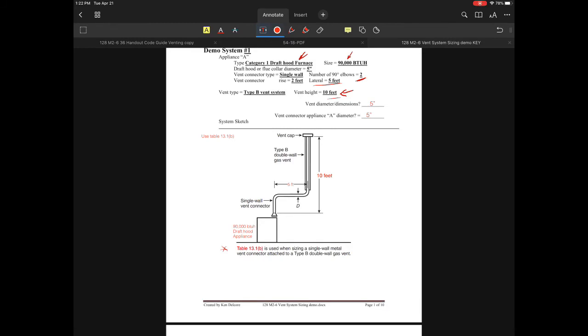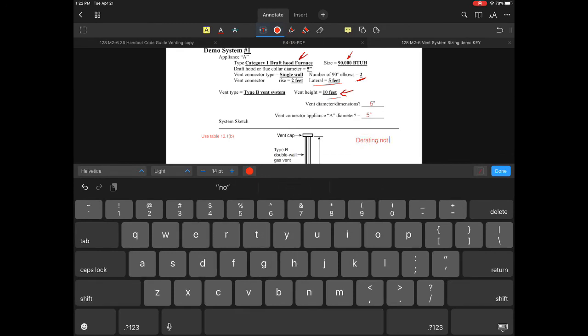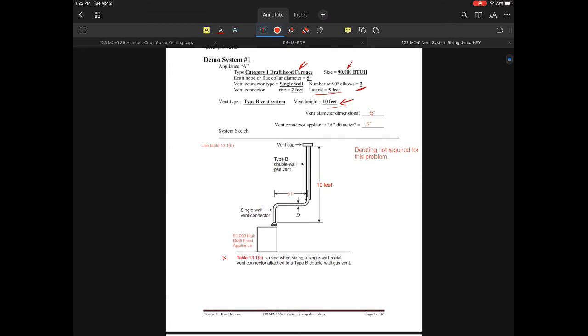The other thing that would probably be valuable, and most of the code worksheets they have out in the field usually say, make a note if there is any derating. So in this case, I'm going to make a note in my problem that derating is not required for this problem. And there it is. At least it tells me, if I go back into this, that yes, this is indeed what we want to do. So that is how you size a single category 1 appliance with a draft hood that has a single wall vent pipe with a B vent system. So those are all the good things.